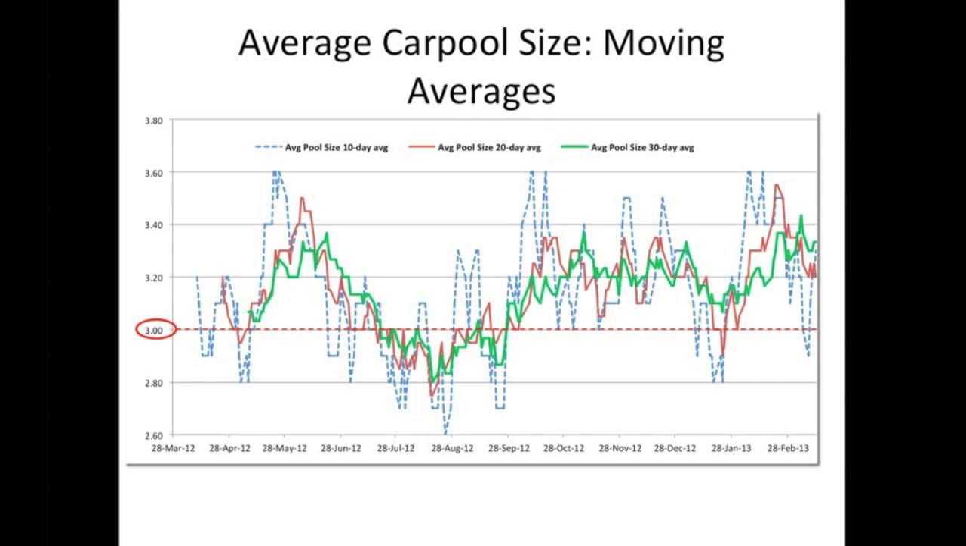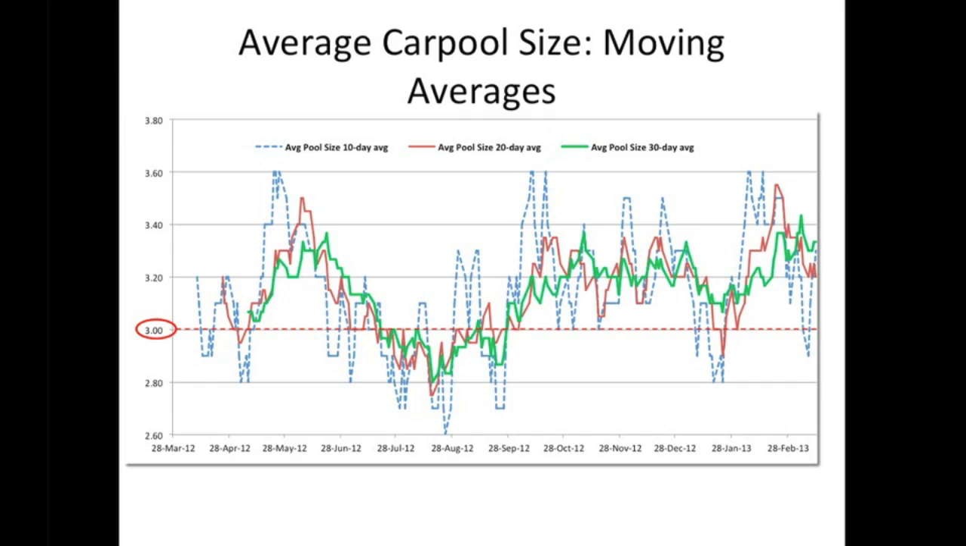And the blue dotted line is the 10-day moving average. The red solid line is the 20-day average carpool size, and the green solid line is the 30-day moving average for carpool size. The goal here is to see how it trends over time, cyclically and seasonally, and also those points in time where it drops below 3.